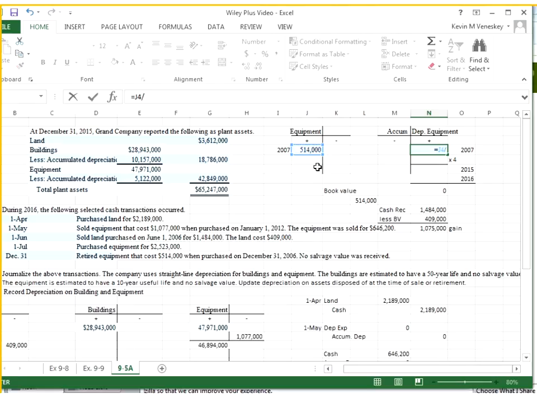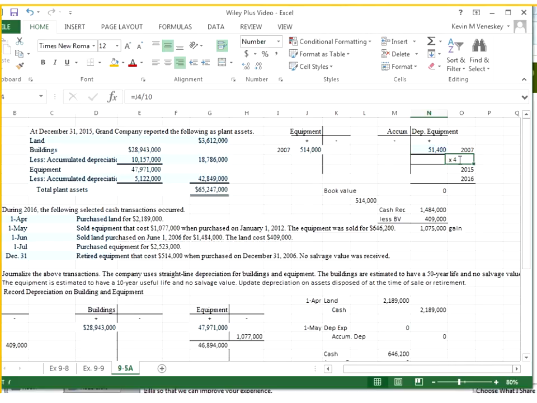So for a 10-year life, you just simply take the cost of the asset and divide it by 10. So each year, starting in 2007, I'm going to depreciate $51,400. Now, if you count up to the end of 2015, 2007, 8, 9, all the way up, we have now used the equipment for 9 years. So I simply want to take this $51,400 times 9 to see where I'm at. As of 2015, I have an accumulated depreciation balance of $462,600.